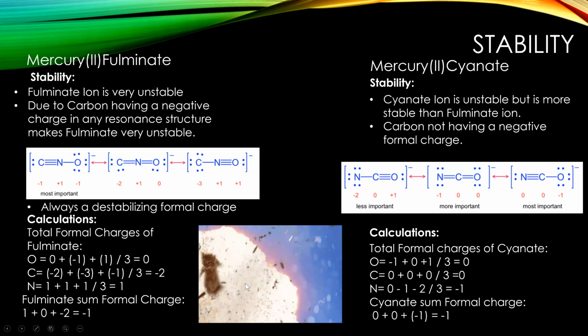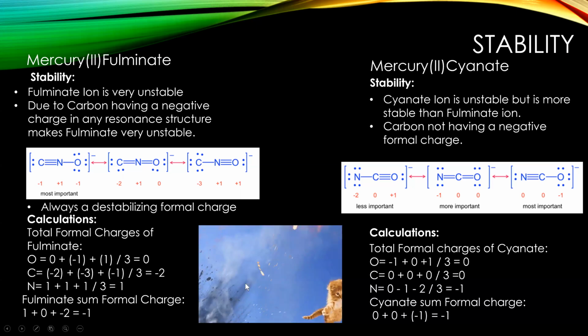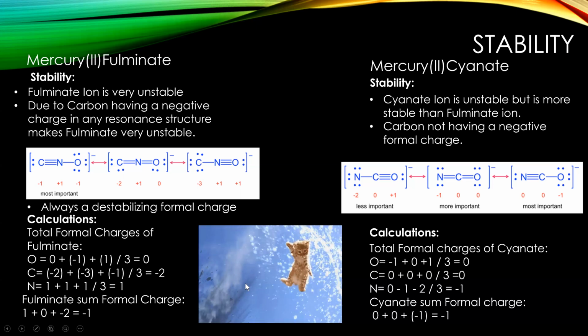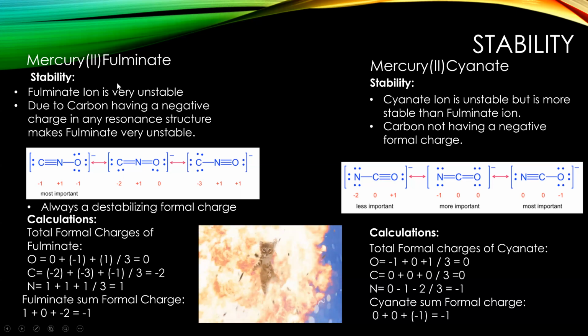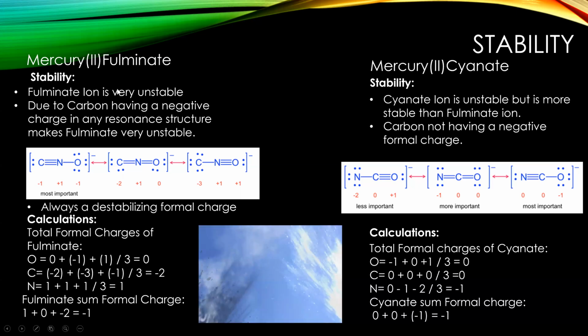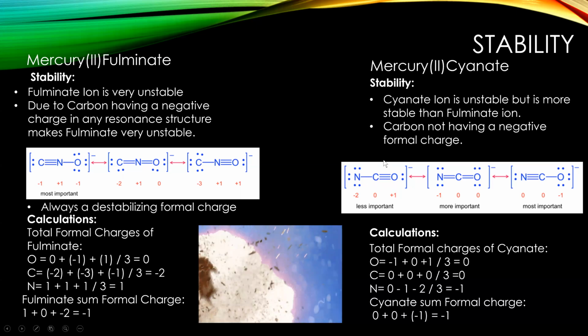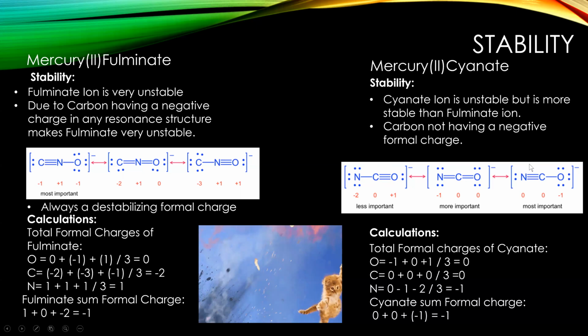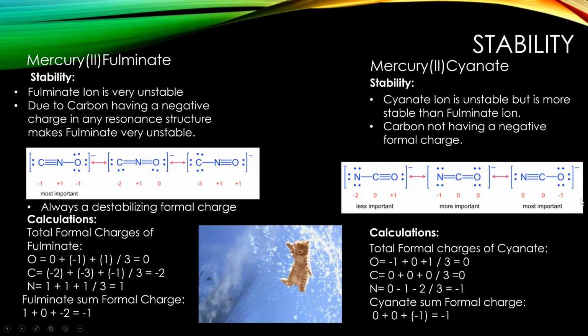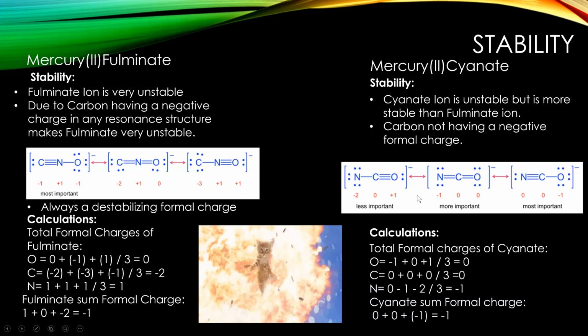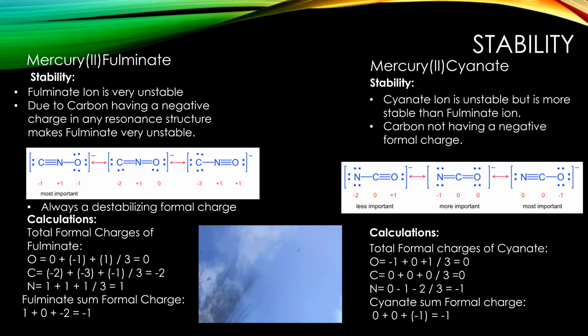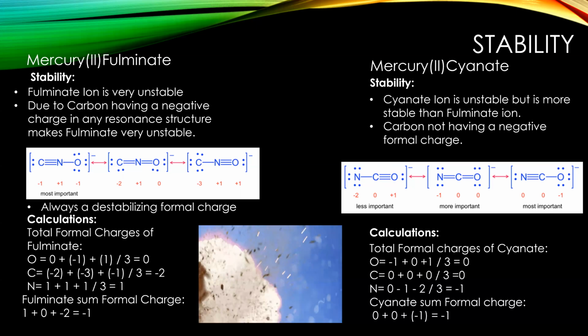You can see that they have the same total sum formal charge, but the only thing that causes cyanate to be less unstable than fulminate is the carbon, because cyanate never has a negative formal charge on carbon. It's always either the nitrogen or the oxygen. So that makes a difference in stability and why fulminate is more unstable than cyanate.